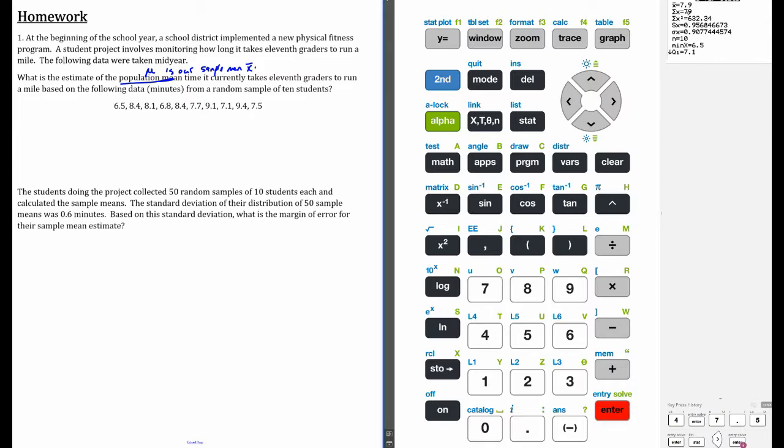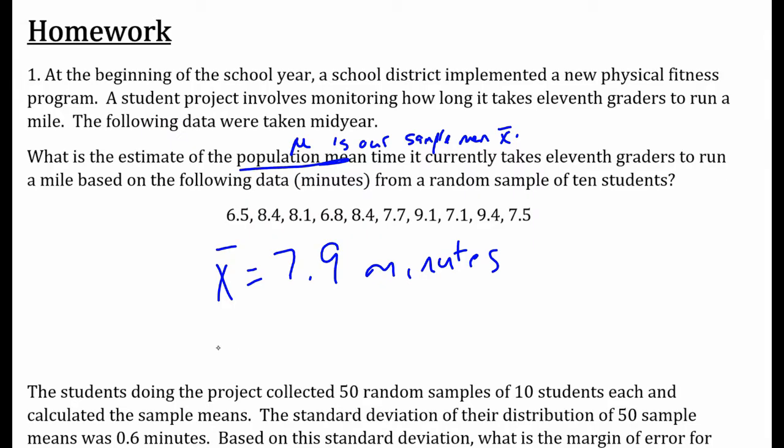our sample mean is our x bar. Our x bar, our sample mean, is 7.9 minutes. Which means our best guess for mu is 7.9 minutes.